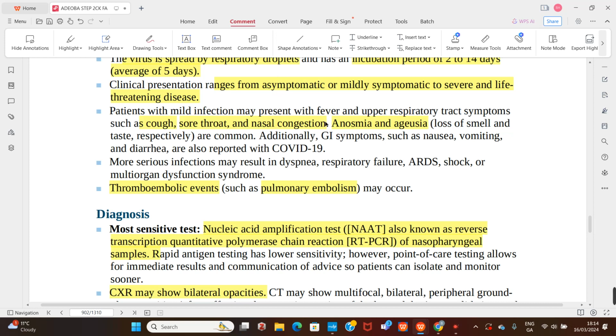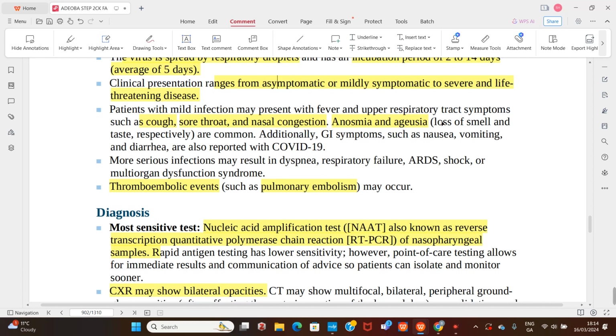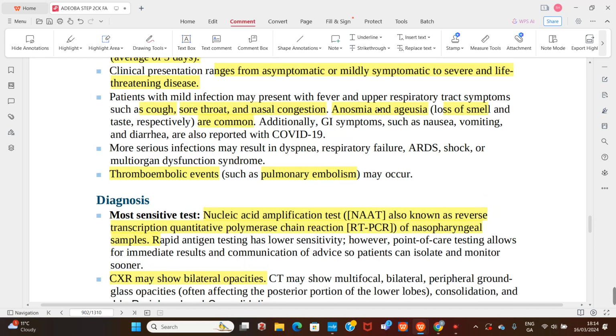Then the very specific ones for COVID: anosmia and ageusia, so loss of smell and loss of taste. If the question stem tells you somebody has features of upper respiratory tract infection and suddenly develops a problem with smell and taste, you know that this is probably COVID that we are working with. Aside from the respiratory symptoms, you can also see some GI manifestations like nausea, vomiting, diarrhea. So it can be very bad.